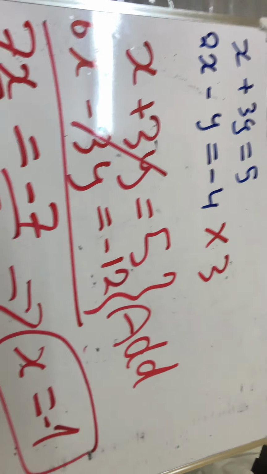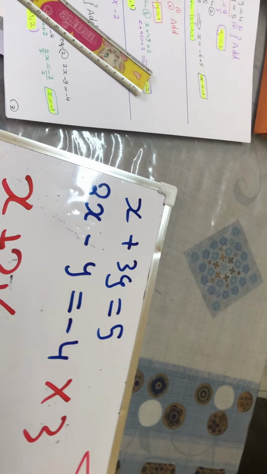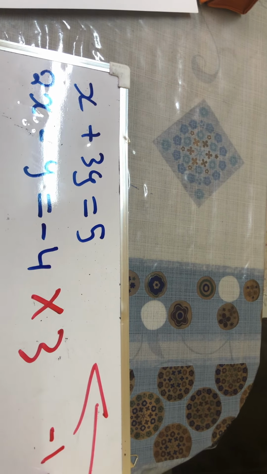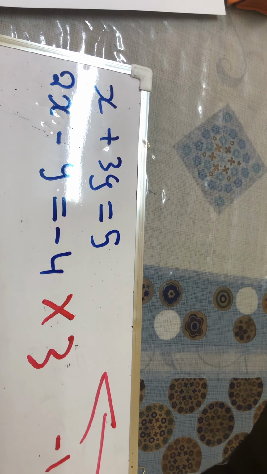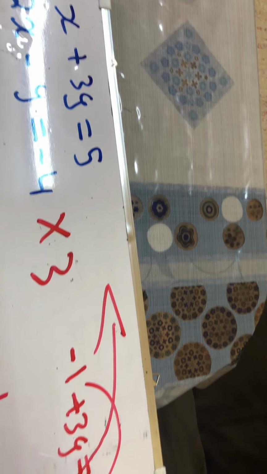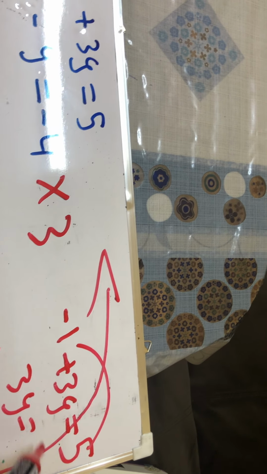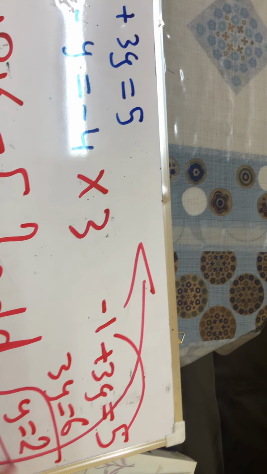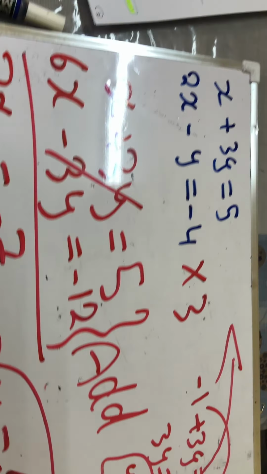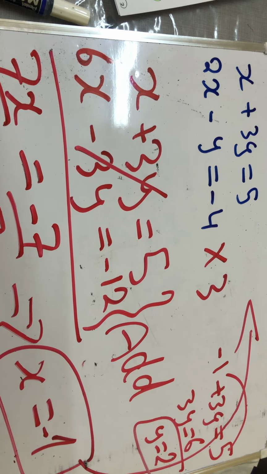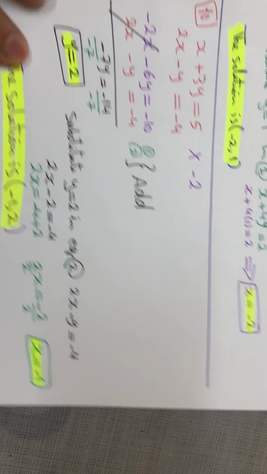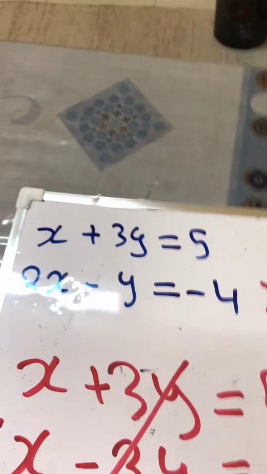You can substitute this negative 1 in the first equation, for example. Okay? So here I have negative 1 plus 3y equal 5. I'll take this negative 1 to the opposite side. So 3y equal 6. So y equal 2 as I got before. So we can use this cancelling y, or we can cancel x. I wanted to put the two ways in front of your eyes.